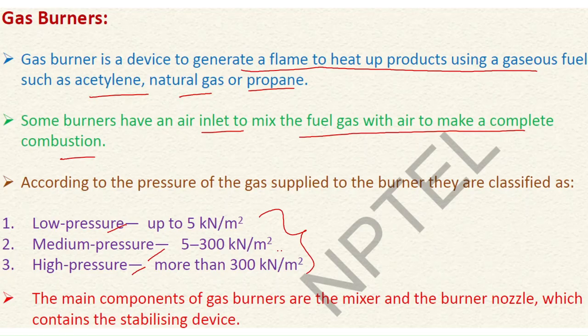The main components of gas burners are the mixers and the burner nozzles. Burner nozzles and mixers are the main components. Why? Because in the gas burners, a complete, homogeneous mixture of air and fuel should be made. Otherwise, complete combustion of the fuel will not take place, and you will get a sooty flame. Okay.